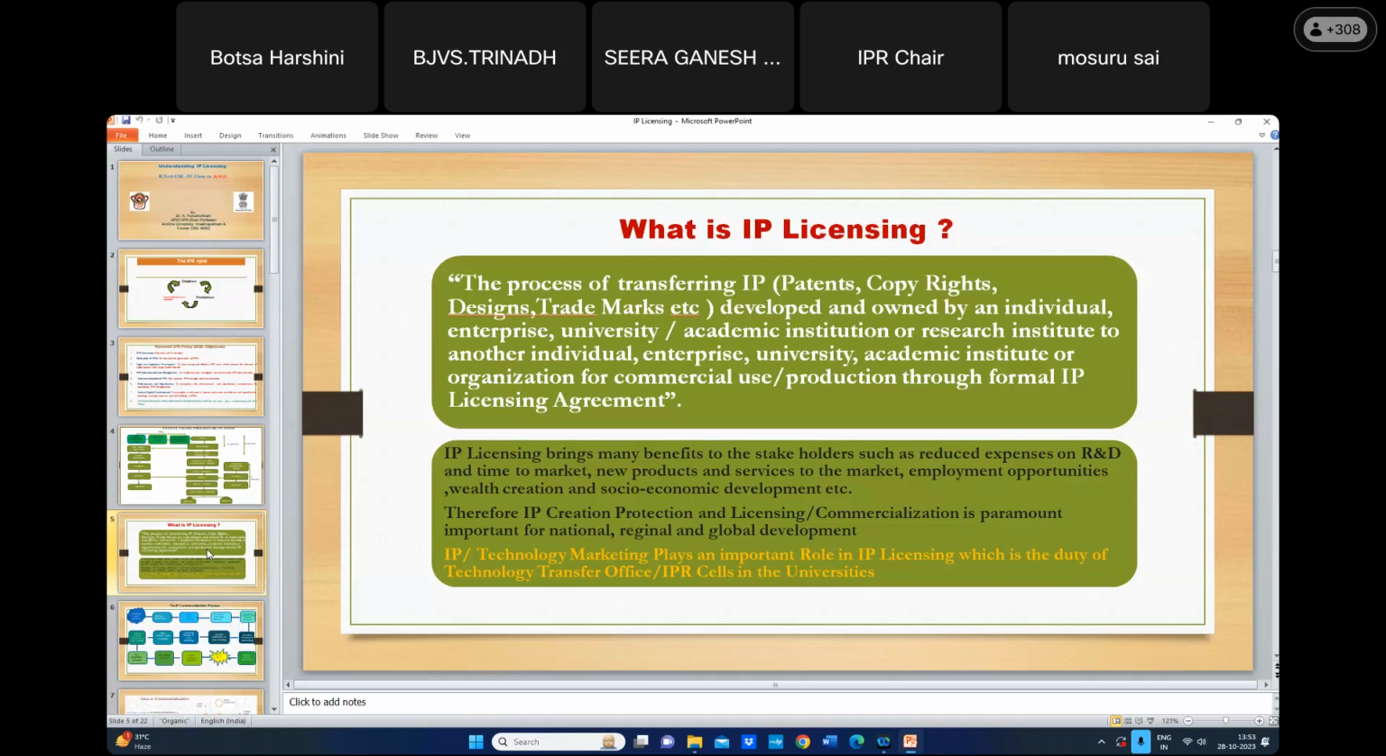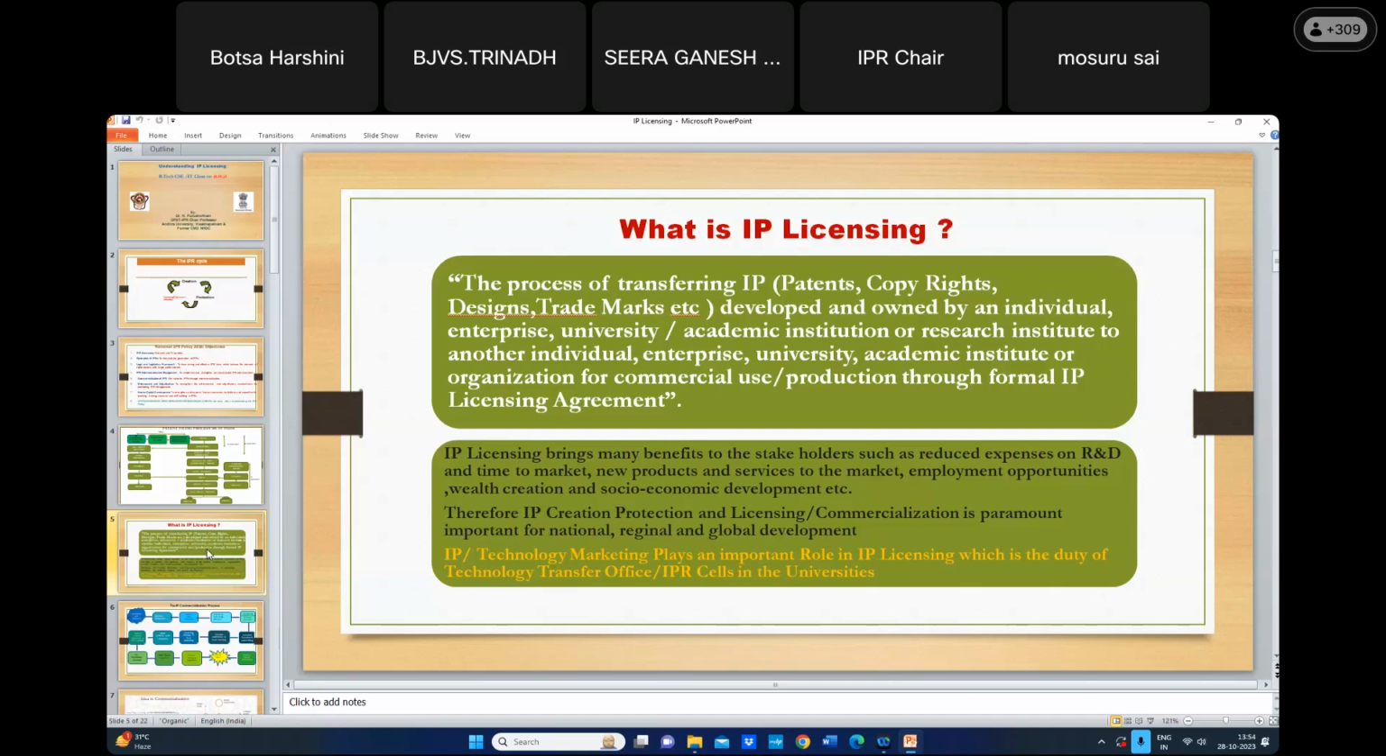If you want to establish a refinery in your region by taking a technology from some of the advanced countries which have less pollution, higher yield, and all those things, there is licensing involved in that. So the licensor also gets a benefit, the licensee also gets a benefit, and economic development takes place in that region because of the new opportunities. Therefore, IP creation, protection, licensing, and commercialization are of paramount importance for national, regional, and global development. IP is such a backbone for economic development.